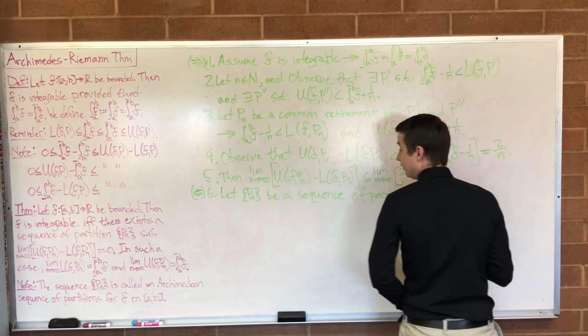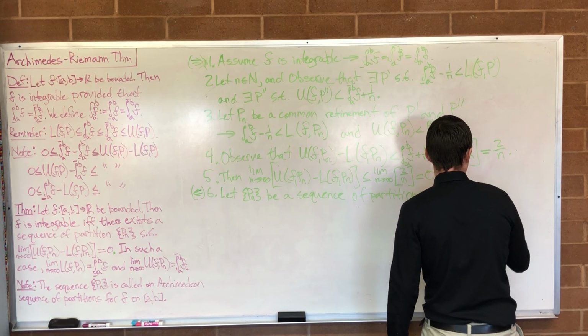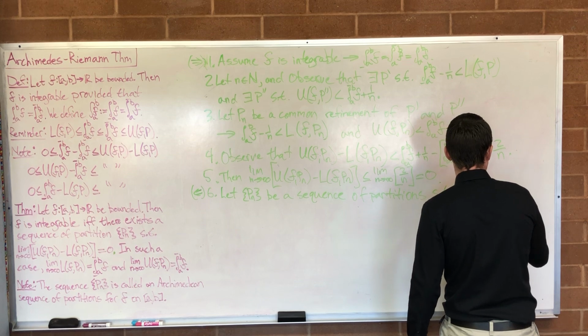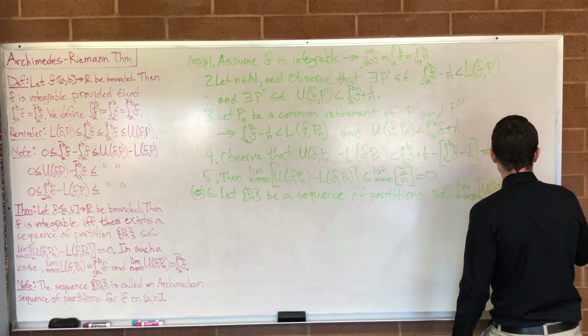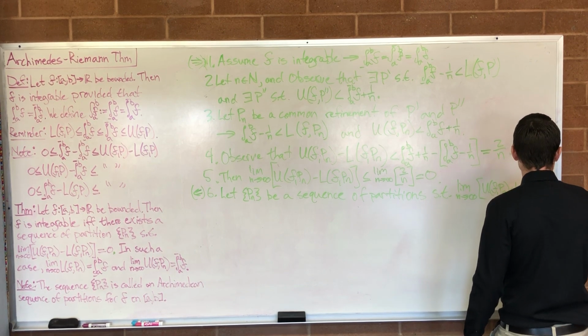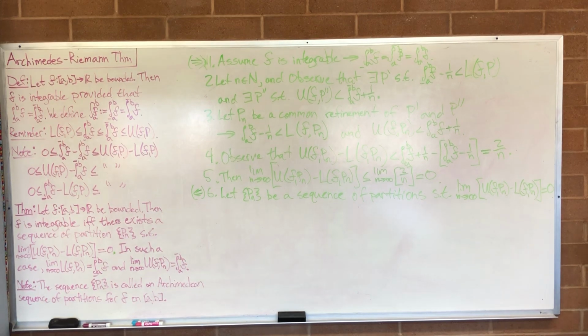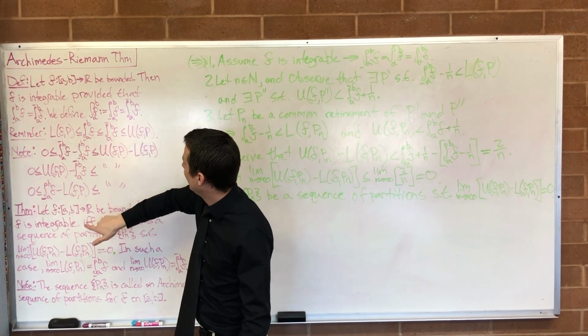such that the limit as n goes to infinity of the upper Darboux sum minus the lower Darboux sum is equal to 0. Right? Assume we have the partitions. All we're going to do is use this inequality. This one.